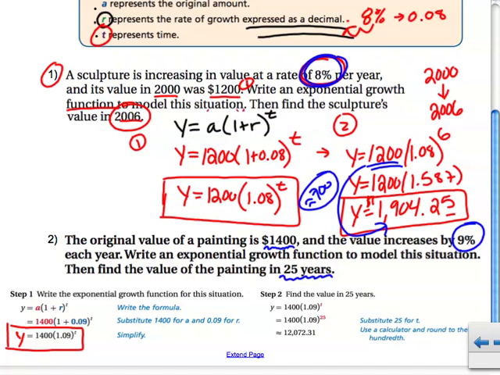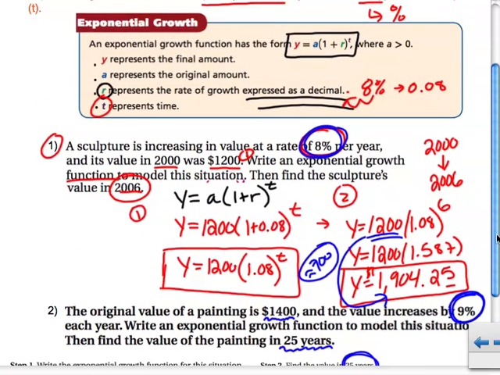And this is pretty remarkable, ladies and gentlemen. You can go from $1,400 to $12,000 simply by letting your painting sit for 25 years. Obviously assuming it's going to increase 9% per year, which maybe is realistic in the real world and maybe not, but it's an interesting application of exponential functions. Okay, so like I said, hopefully you have that formula written down. This is exponential growth. Okay, we're going to keep moving.